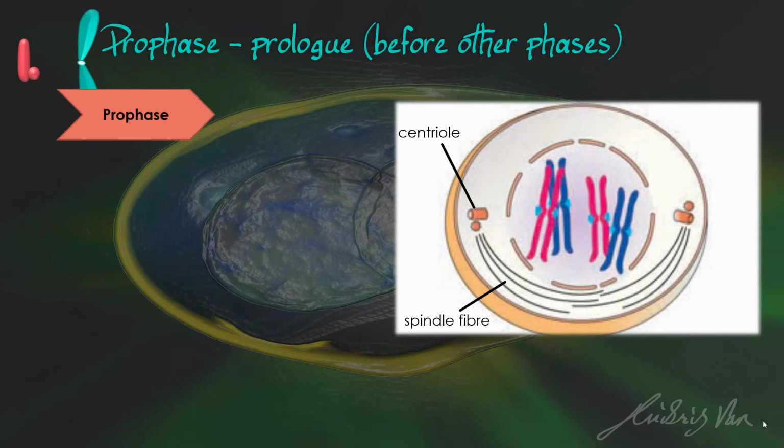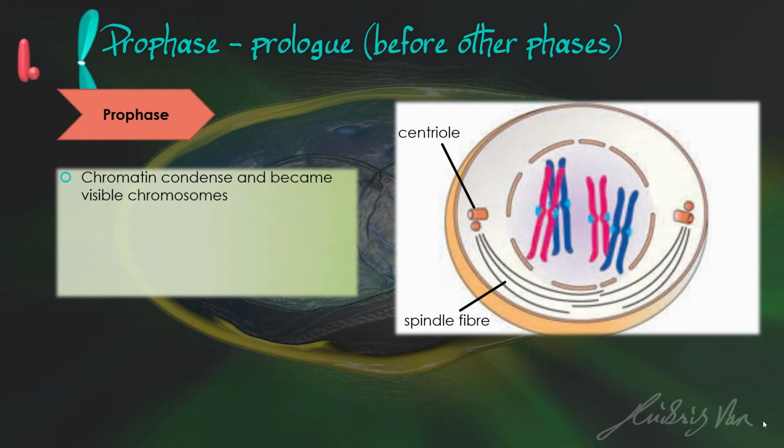But again, spindle fiber and even centriole are not very important. Spindle fiber, I have never seen them mentioned before in O-level. So don't worry about spindle fiber. It is more of just for your info. They are there to arrange the chromosomes into place.